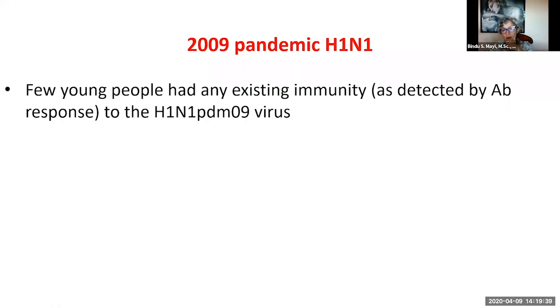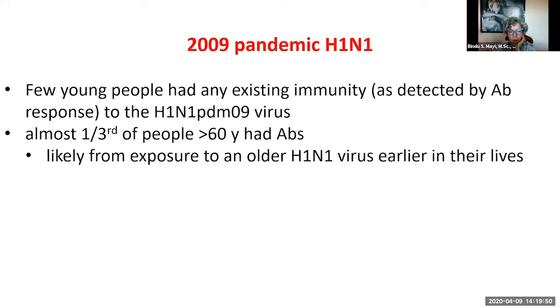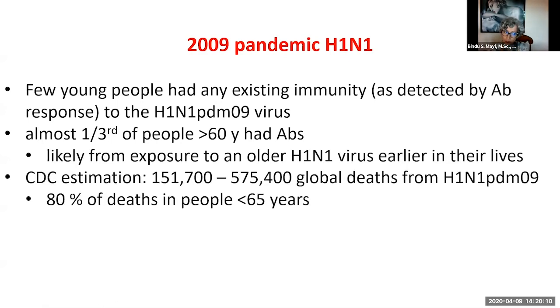So what did we see with our last respiratory pandemic? Few young people had any existing immunity to this virus, as we saw based on the antibody response. Almost 1/3 of the people over the age of 60 had antibodies against this pandemic strain, which spread all through the world, right? So we think that's likely from exposure to an older H1N1 virus that was similar in genetic structure, that these individuals were exposed to earlier in their lives.